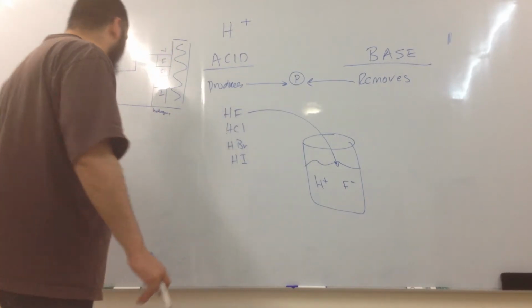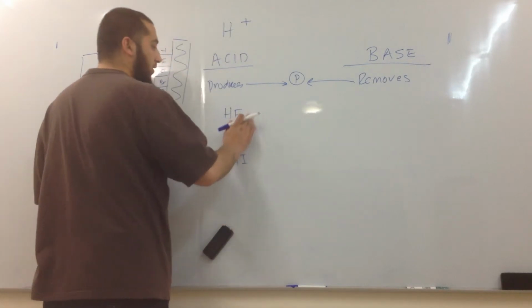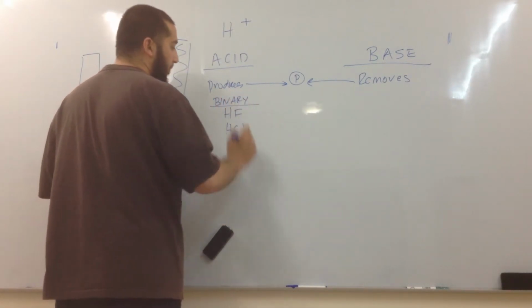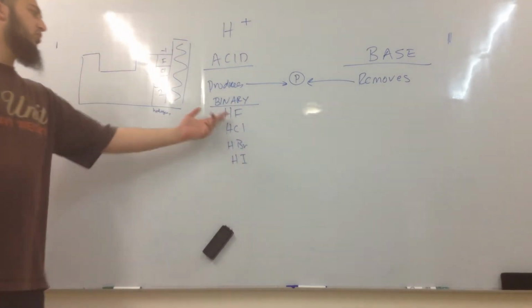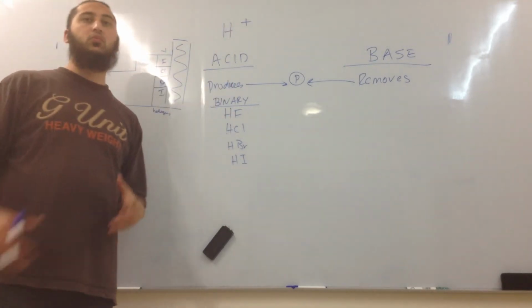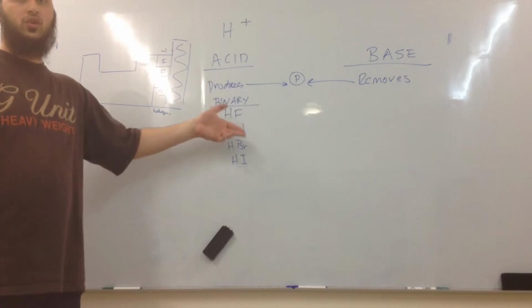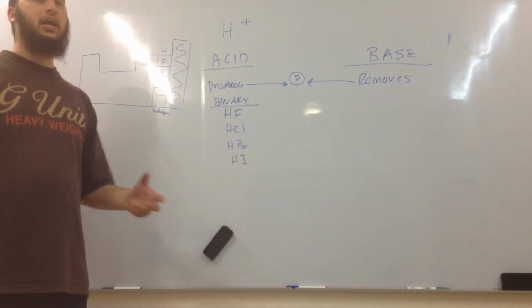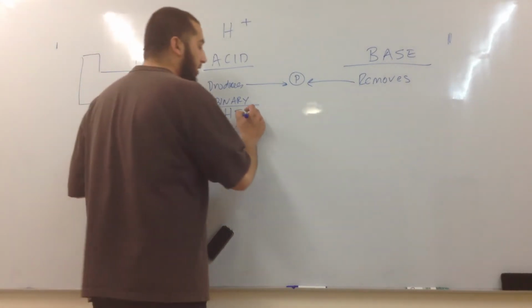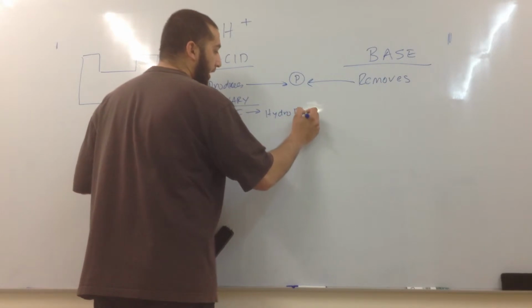Now, these acids have a very special name. These are called binary acids. Why? Because there's only two elements in them. When we look at the polyatomic acids, you'll see there's more than just two. Normally you would call these hydrogen fluoride, hydrogen chloride, hydrogen bromide, hydrogen iodide. But because these are acids, we have a different name. We call it hydrofluoric acid.